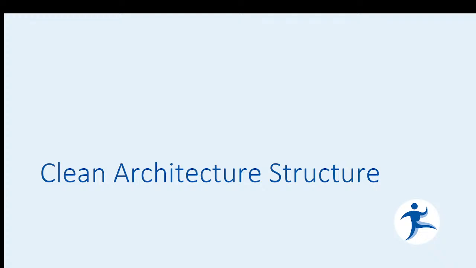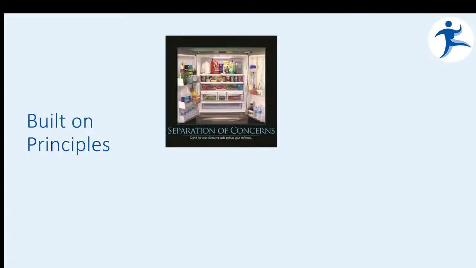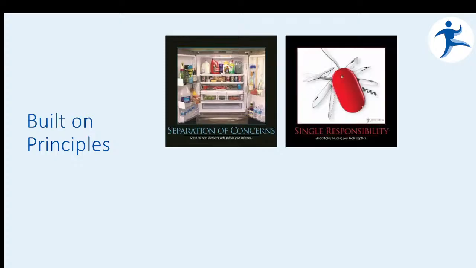All right, so let's talk about the clean architecture structure. It's built on 4 principles. So the 4 principles we're going to look at briefly is separation of concerns. So again, you don't want to mix things that are not really related together and put them in one big box. Or in this example, you don't want to put your cleaning supplies in your fridge. Who does that? They did for this picture.